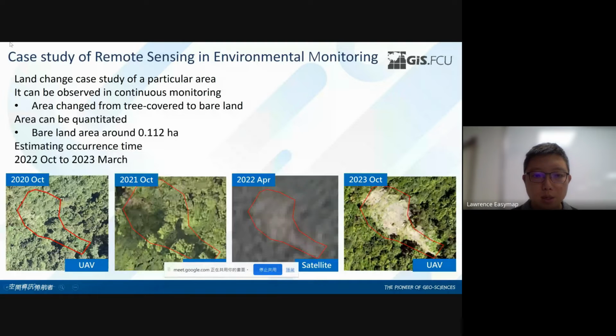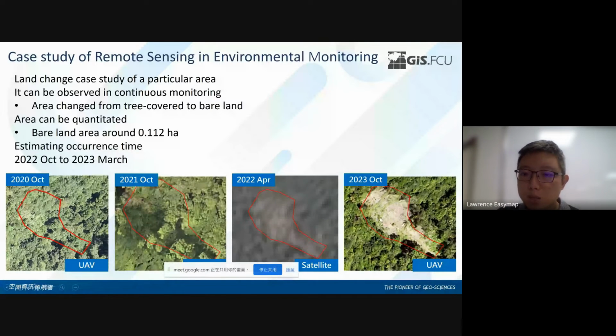In this picture, you can see from the left-hand side, it is a UAV image in the year 2021. 2022 is a satellite image, not too good. And the right image is the year 2023. You can see some bare land.